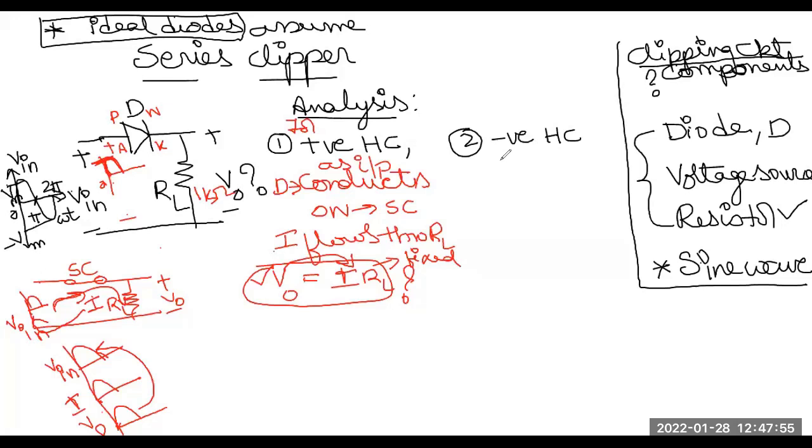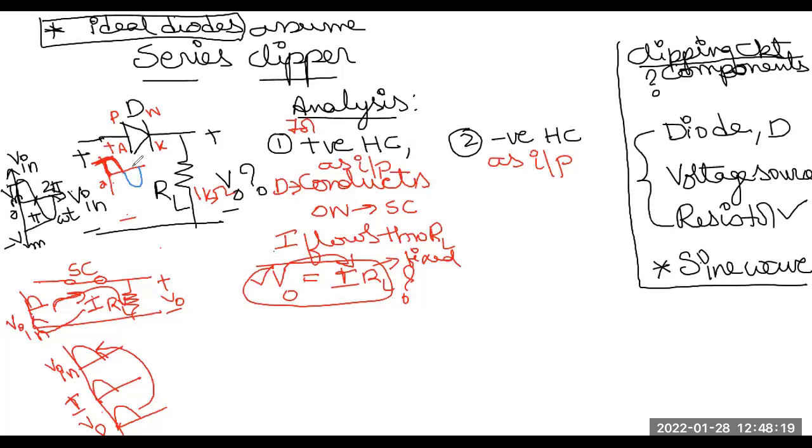Let us see what happens in the negative half cycle. Yes, ma'am. So now when I take the negative half cycle as input, what is the input that the diode is receiving? Now the diode is receiving this as the input: negative voltage. It is starting from 0.